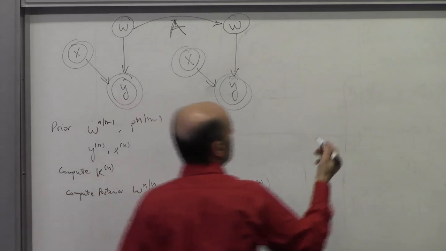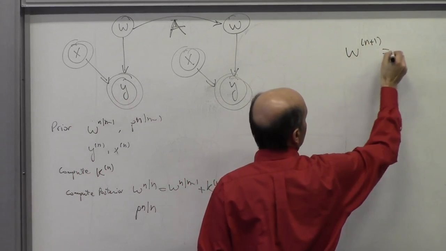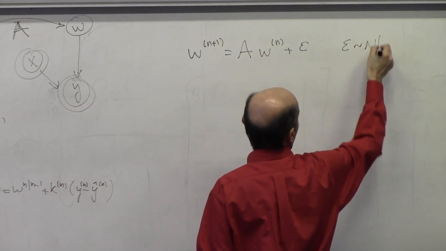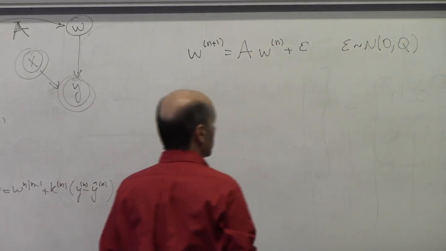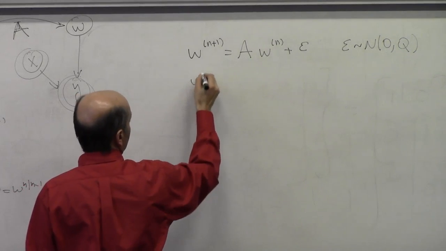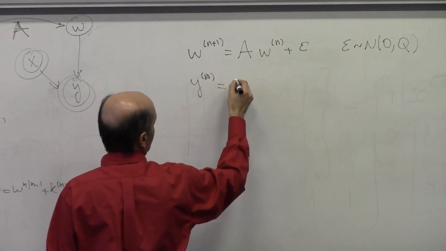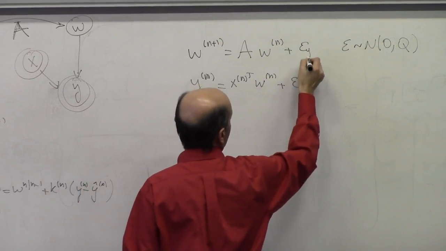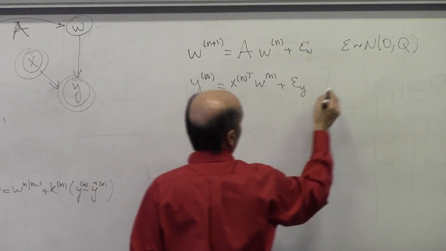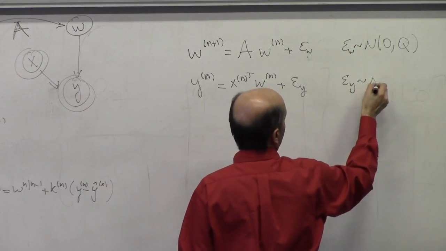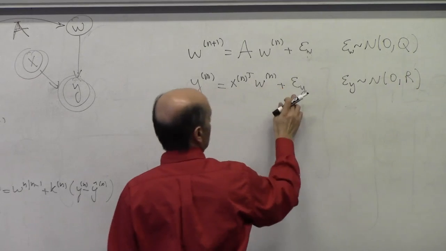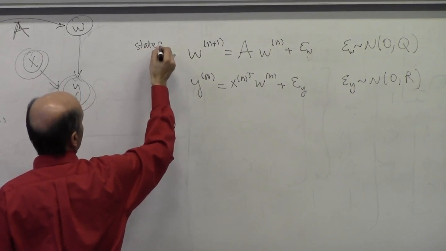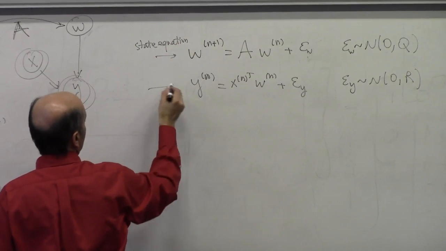What this means is that the generative model looks like this. W of n plus 1 is equal to A times W of n plus epsilon, where epsilon is some normal distribution with 0 mean and Q, its variance-covariance matrix. And our observation is equal to X of n transpose W of n plus another epsilon. Let's call this epsilon W, epsilon Y. This is my measurement noise, and this is my state noise. So this is called the state equation. This is called the measurement equation.